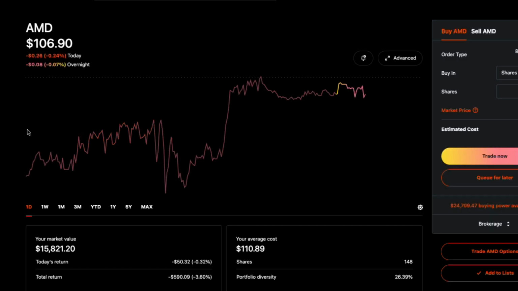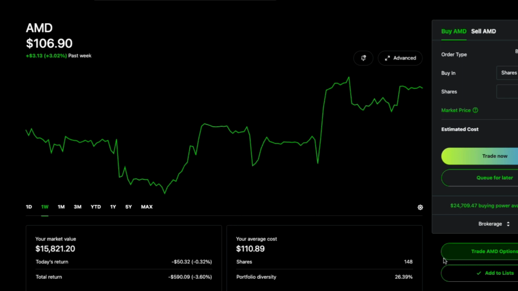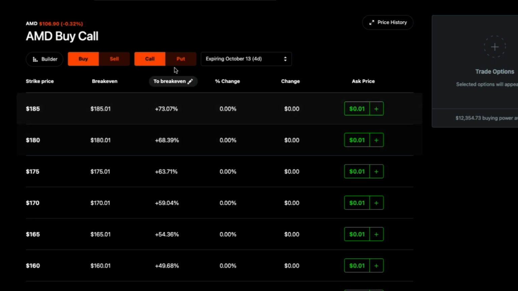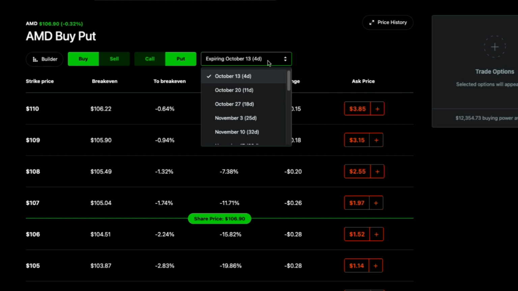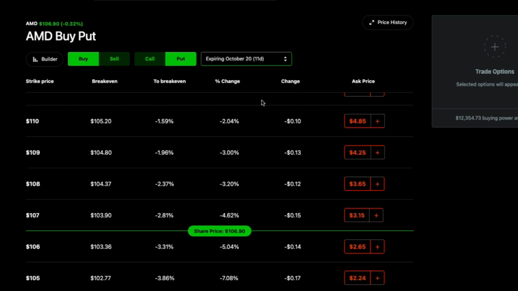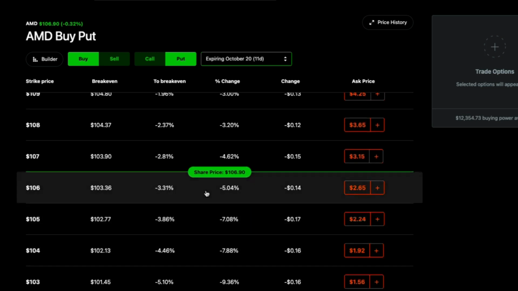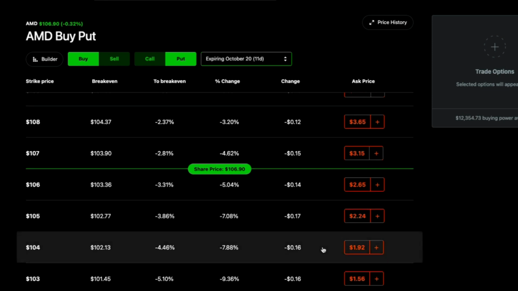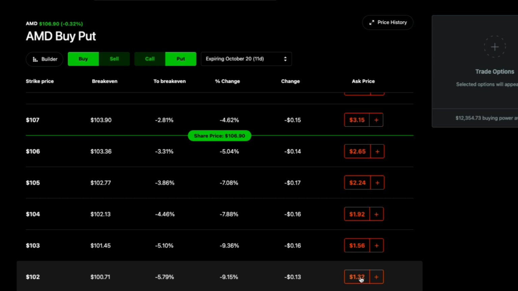Okay, so I'm in my Robinhood portfolio. Let's say AMD stock. Since it has gone up in a week's time, you think that it would go down in the next week or two weeks from now. So one way to short this AMD is you buy a put on this. You go to trade options, you click buy and put, you select the expiration date, which you can say a week from now, so October 20th. Let's say you expect it to go further down from 106, so you buy a put at, let's say, 102.